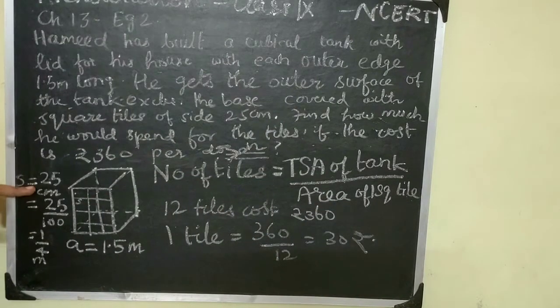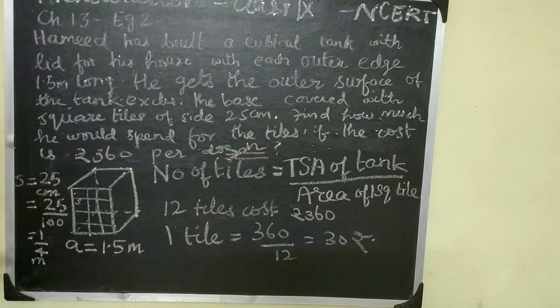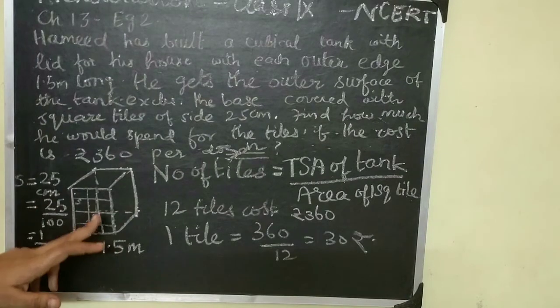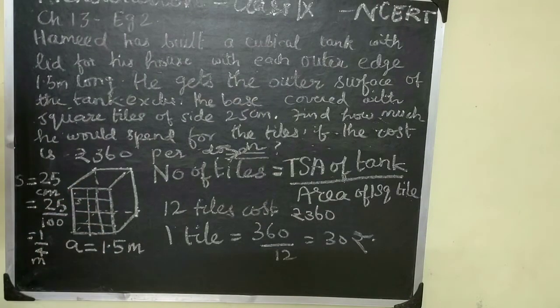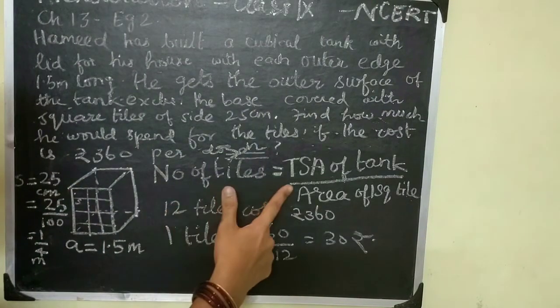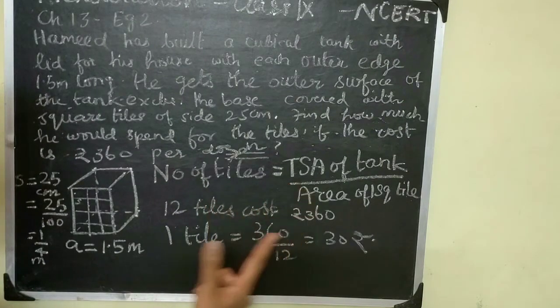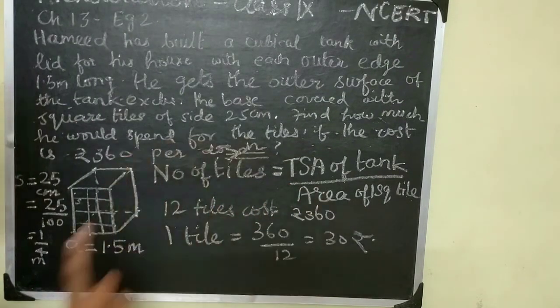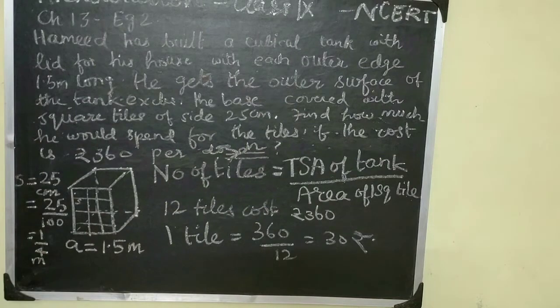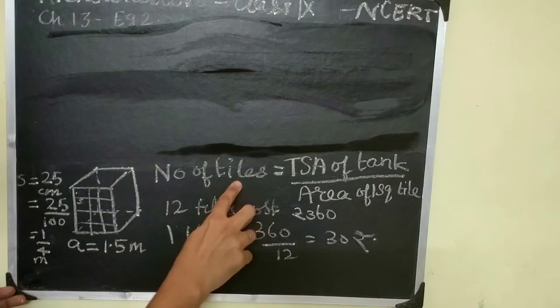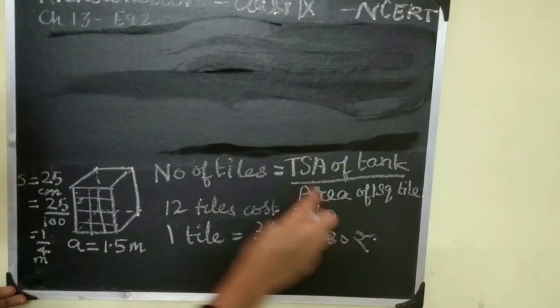We know it is 25 centimeter is the side of the square tile. 1.5 meter is the side of the tank. We need the number of tiles. We have arrived at the formula and we know one tile is costing 30 rupees. So next we are going to continue with the sum. We need to find the number of tiles. Before that we need to find the TSA and the area.